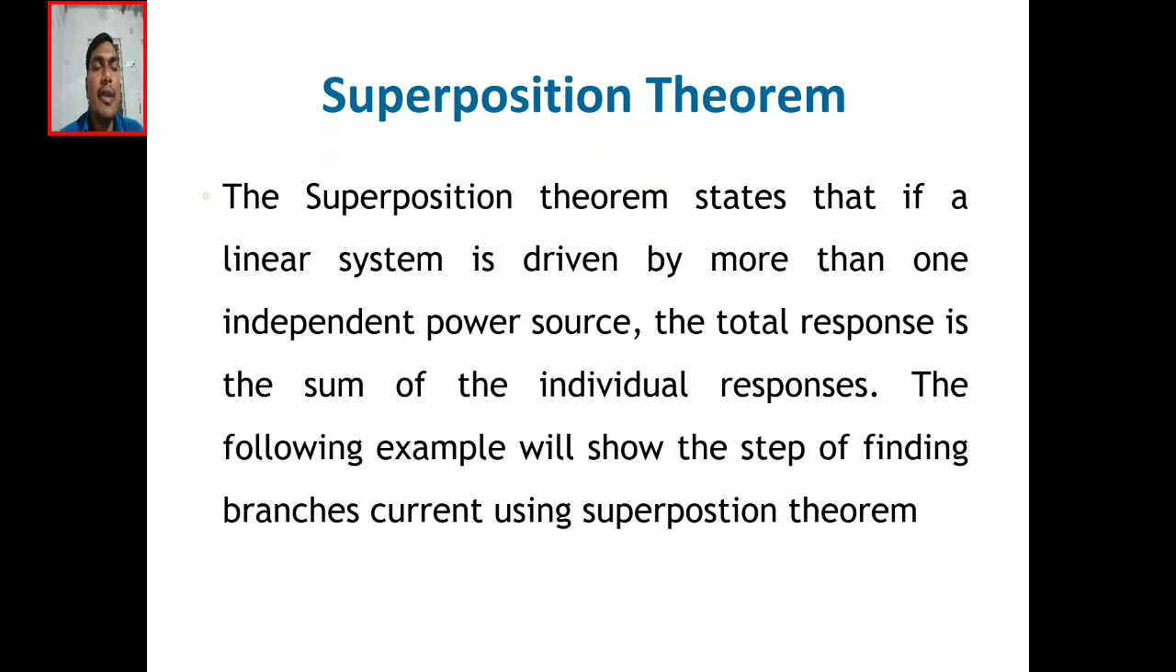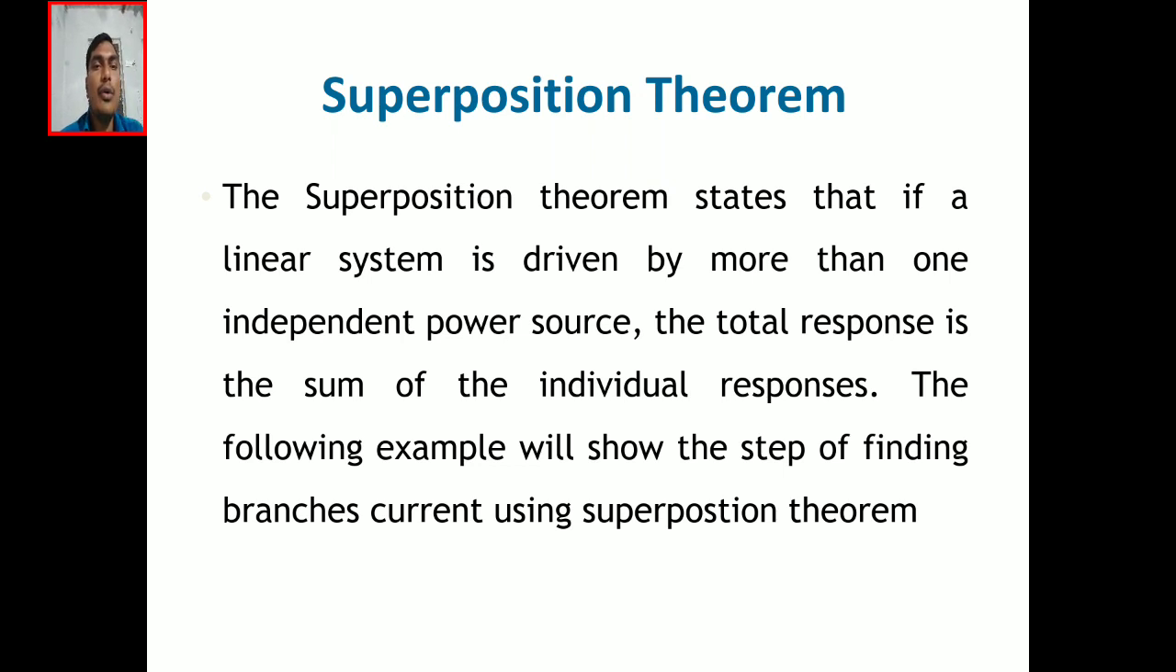So if there are two or more sources and we want to find the current through one element, what do we have to do? Consider only one source at a time and find the current. Next, find the current using the other source, then add the responses. That is the current through each element.